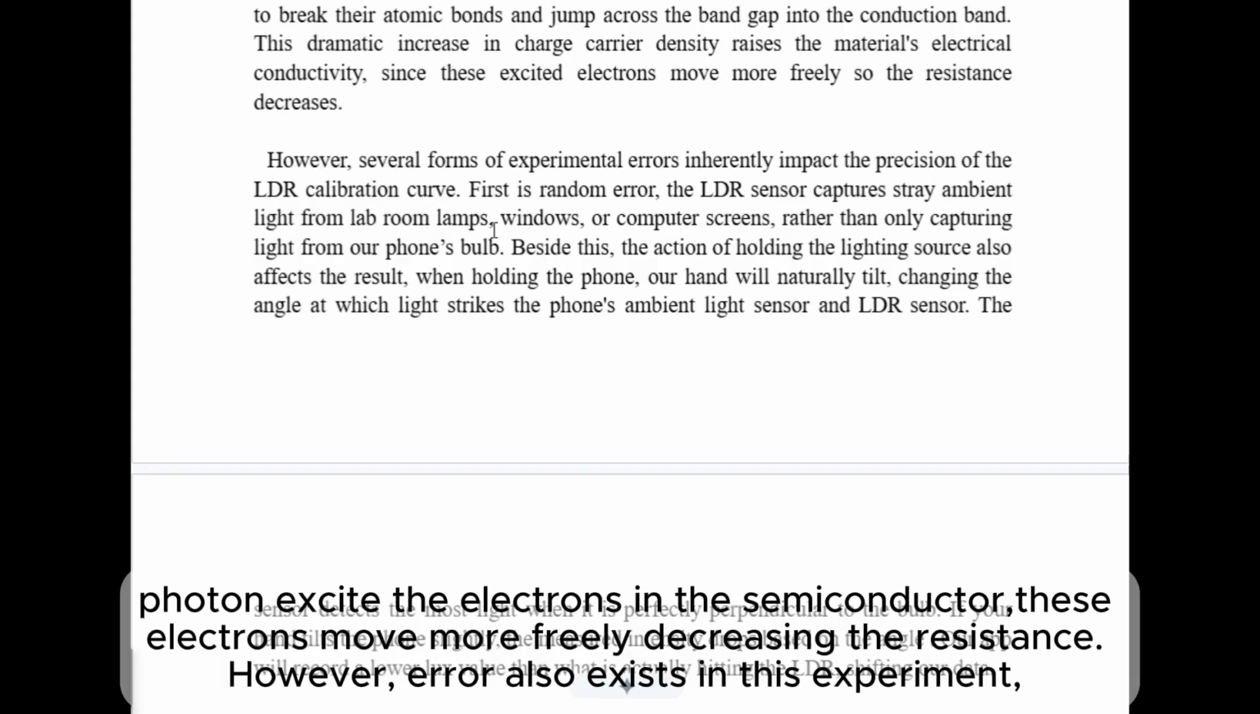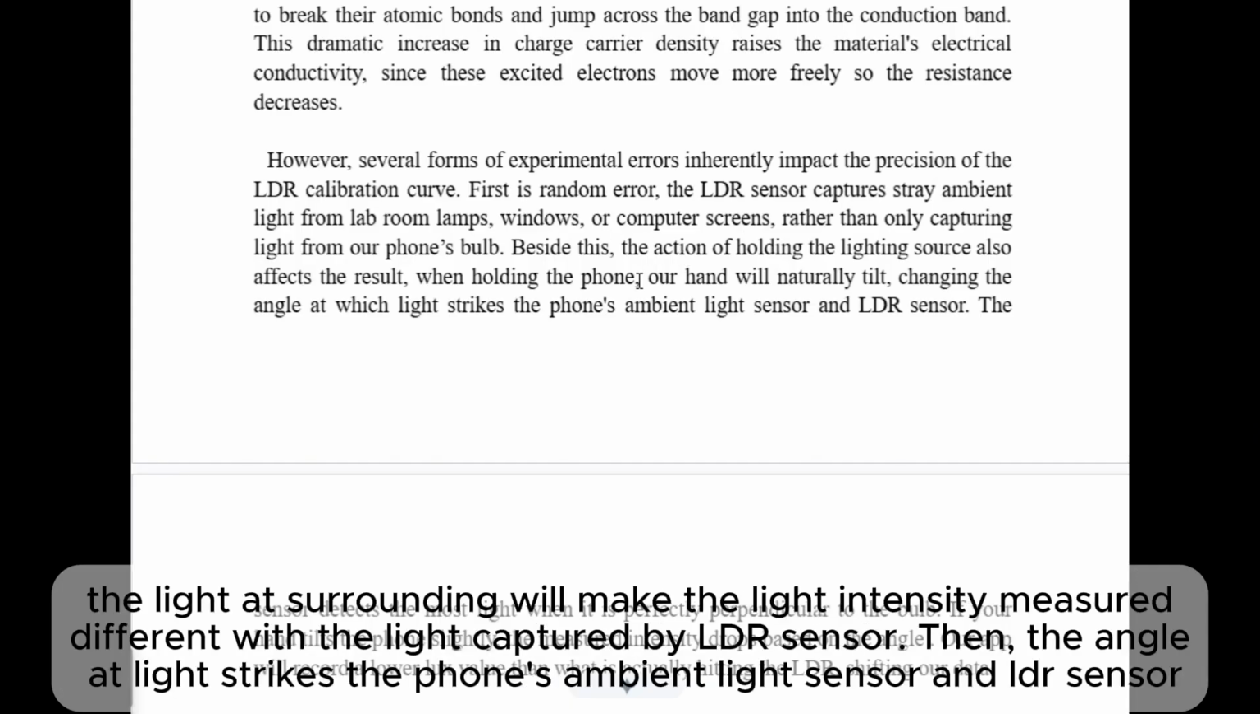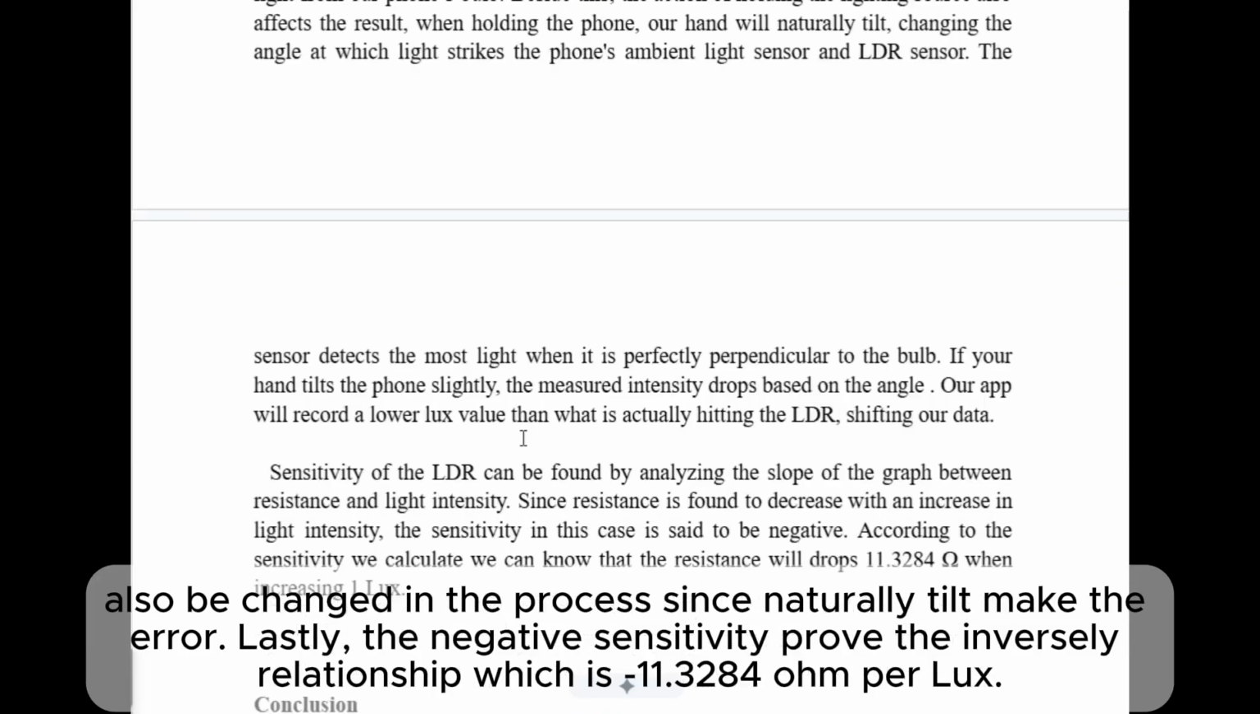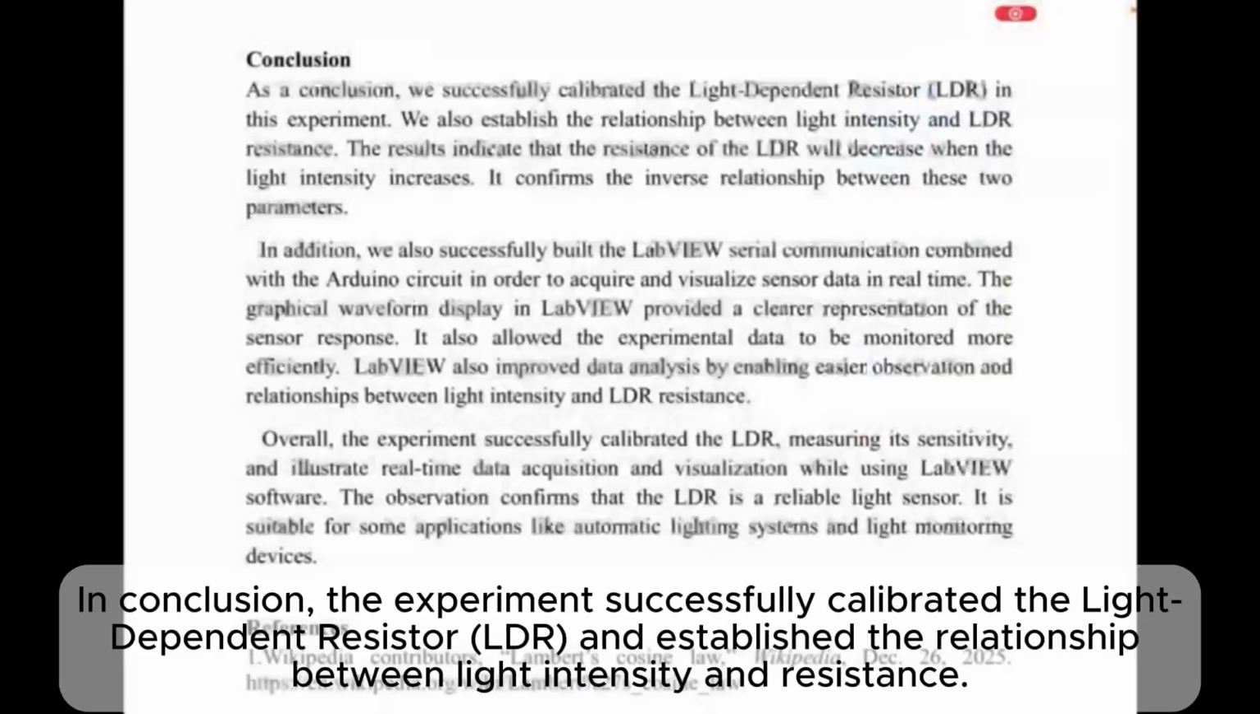However, errors also exist in this experiment. The surrounding light will make the measured light intensity differ from the light captured by the LDR sensor. Then, the angle at which the light strikes the phone's ambient light sensor and the LDR sensor may also change in this process, which causes error. Lastly, the negative sensitivity proves the inverse relationship, which is negative 11.3284 ohm per lux.